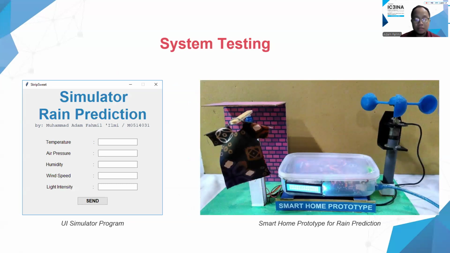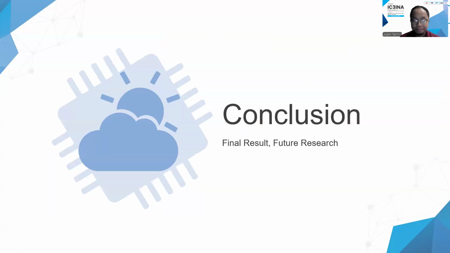Okay, for the system testing, we developed a UI simulator program to input the values: temperature, air pressure, humidity, wind speed, and light intensity. And the right side is the picture of the smart home prototype for rain prediction.